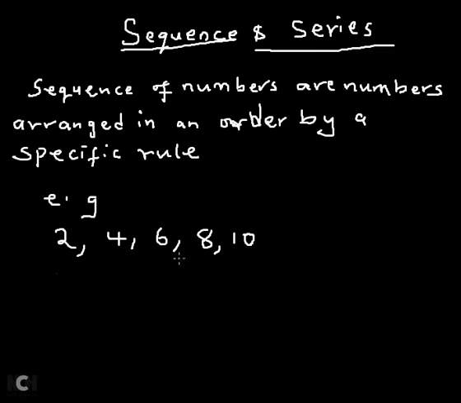So for this sequence here, each term, each number, is gotten by adding 2 to the previous number. So I add 2 to this 2, I have 4. I add 2 to 4, I have 6. I add 2 to 6, I have 8. And I add 2 to 8, I have 10.